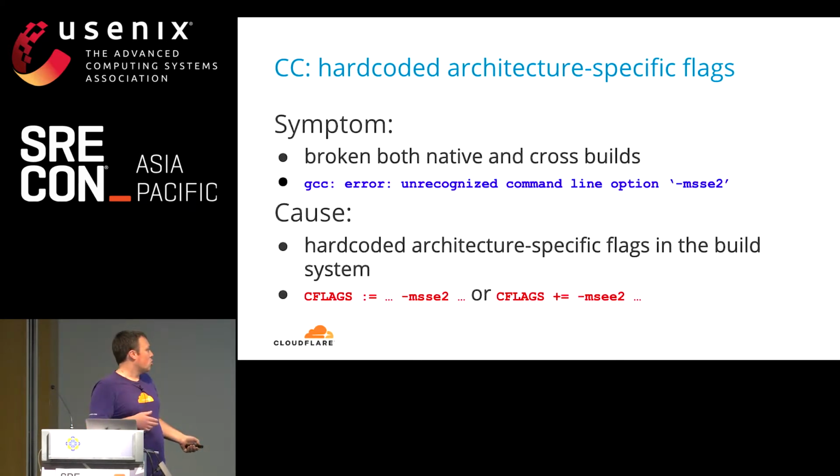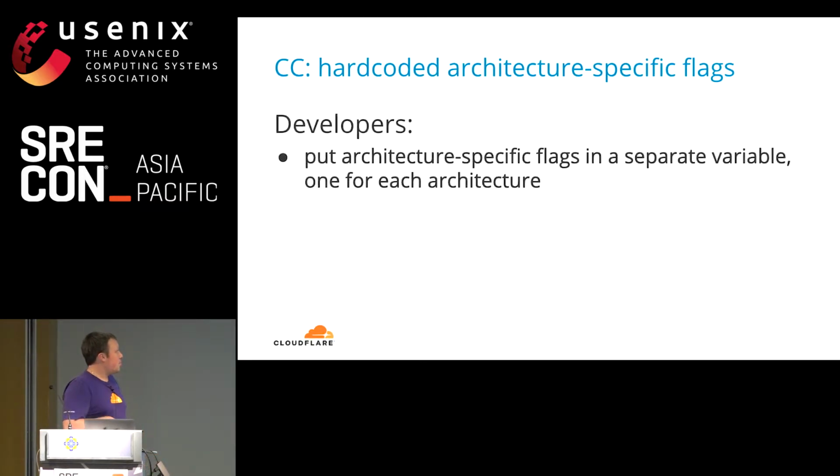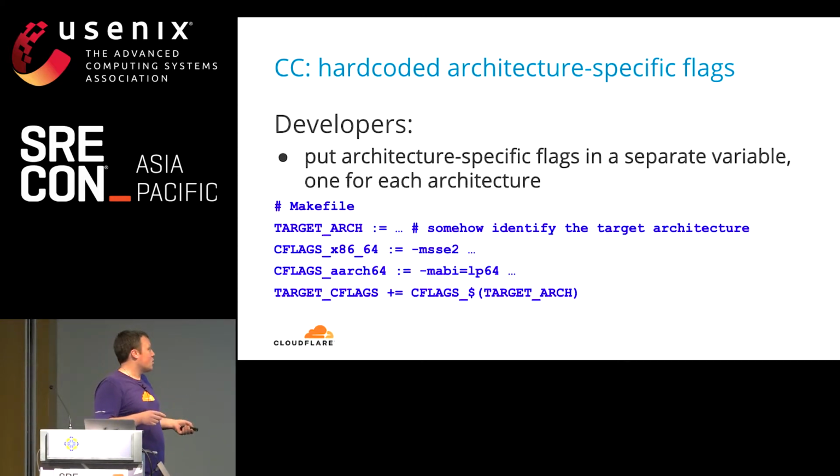So it usually looks in your makefile something like that. And GCC is designed in a way, if it can't recognize the flags, it will just fail, right? So your compilation fails. So the advice here for developers is put architecture-specific flags in different variables, architecture-specific variables, each for one architecture.